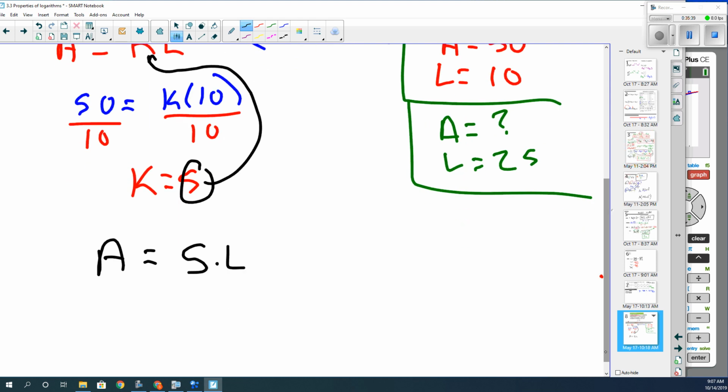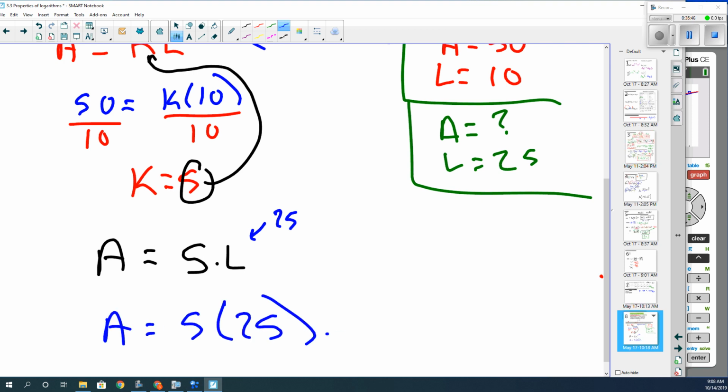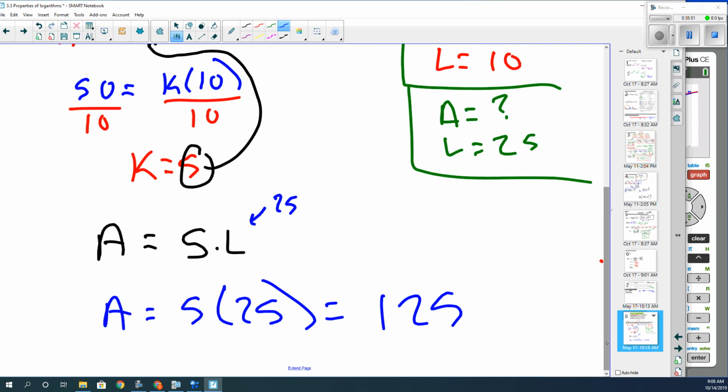And now it says I want the area when the length is 25. So now I'm going to replace that length with a 25. And then I get 125. And then my units were in square meters. So meters squared.